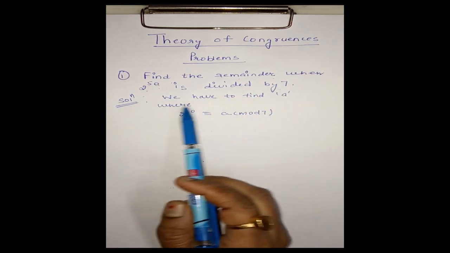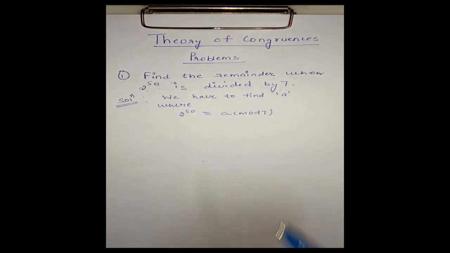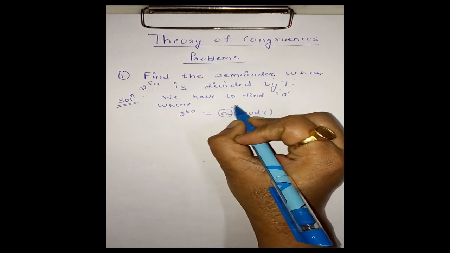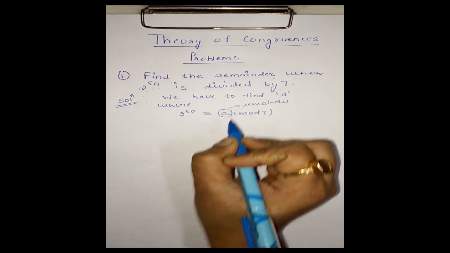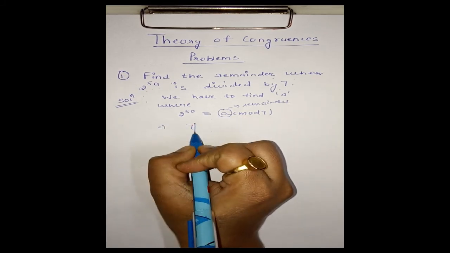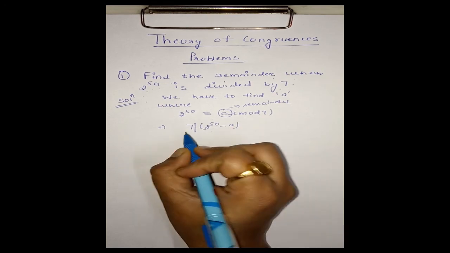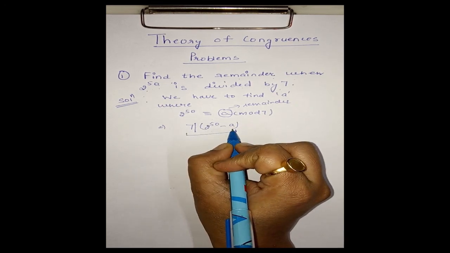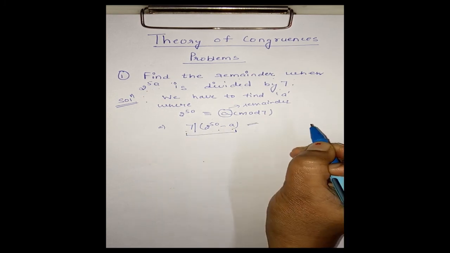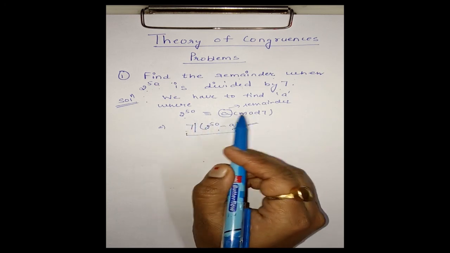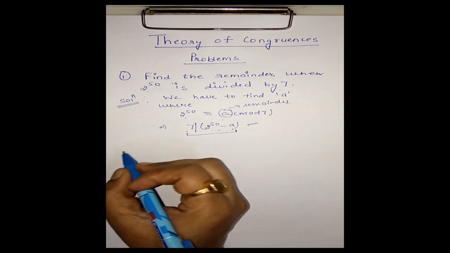Here we have to find a where 2 power 50 is congruent to a modulo 7. Then this a will be the remainder. Since by definition of this congruence, this implies 7 divides 2 power 50 minus a. That means a is the remainder when 2 power 50 is divided by 7. Now we have to find this a in this relation.